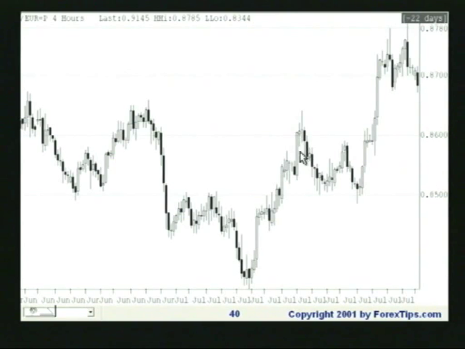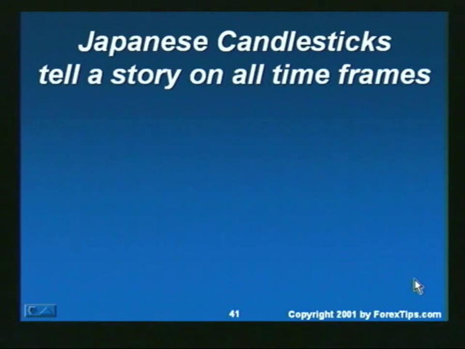These candles monitor the open, the low, the high, and the close. These are called Japanese candlesticks. Once again, bullish or white, bearish or black. Now, Japanese candlesticks as well tell a story on all time frames.